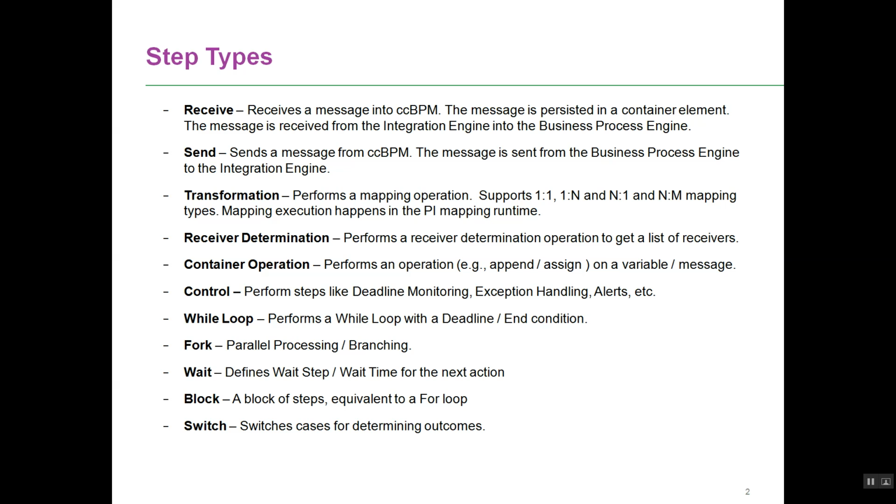a for loop. A block step is basically, if you want to execute a for loop, then you can use a block step. A block step without any condition will execute the sequence of steps one time. A switch case is for determining outcome. It's like a programming language. When you write a switch case statement, that's when you use a switch step type.